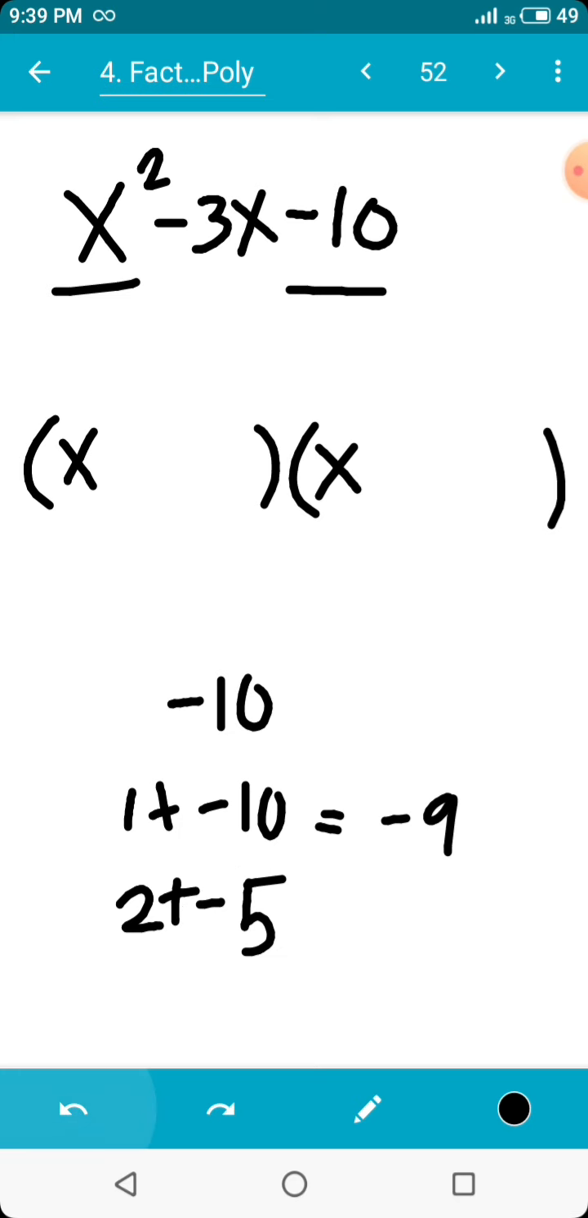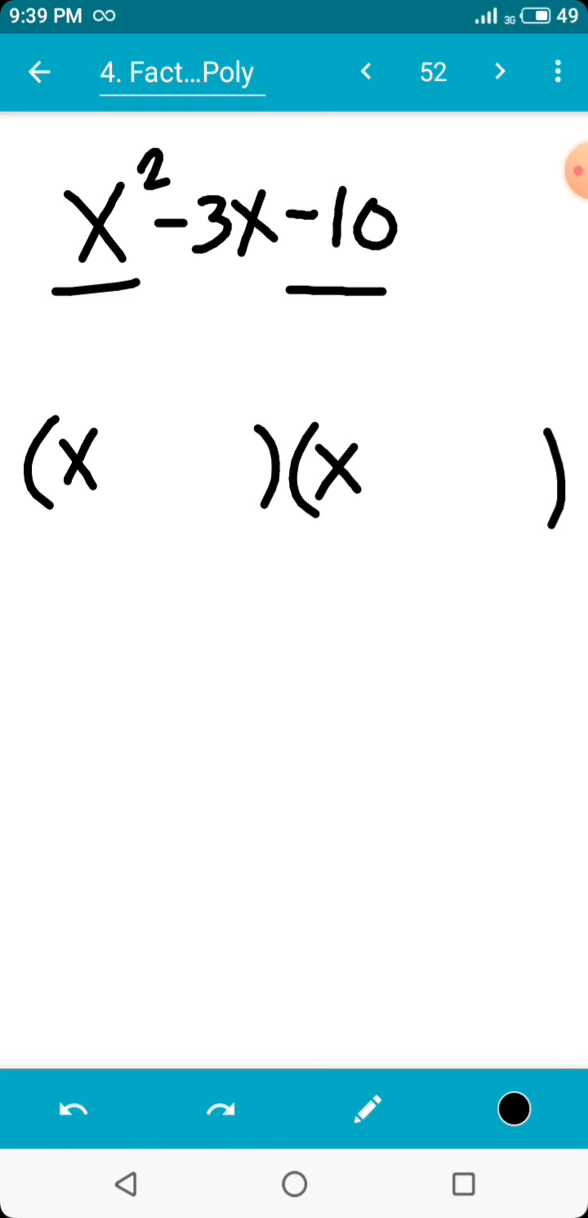Alright? So, ang mangyayari ngayon, since alam na natin yung factors na hinahanap natin, so yung positive 2 ilalagay natin dito, yung negative 5 ilalagay natin dito. Okay? So, ibig sabihin, ito ngayon yung factors ng x squared minus 3x minus 10.